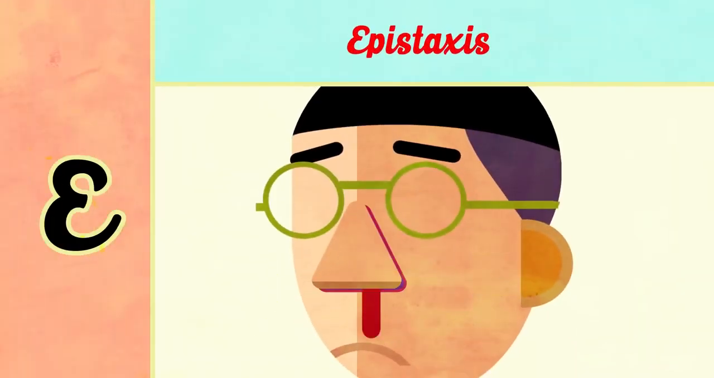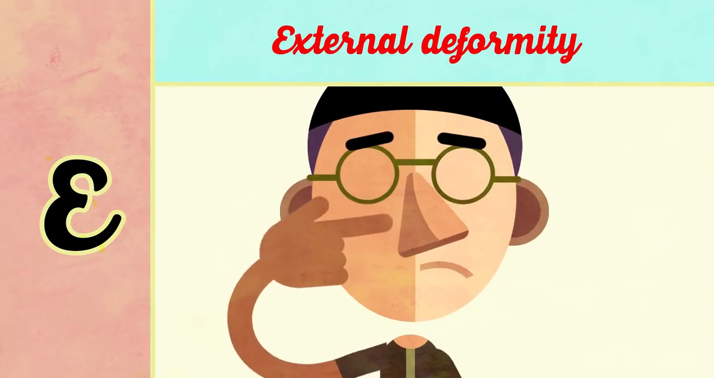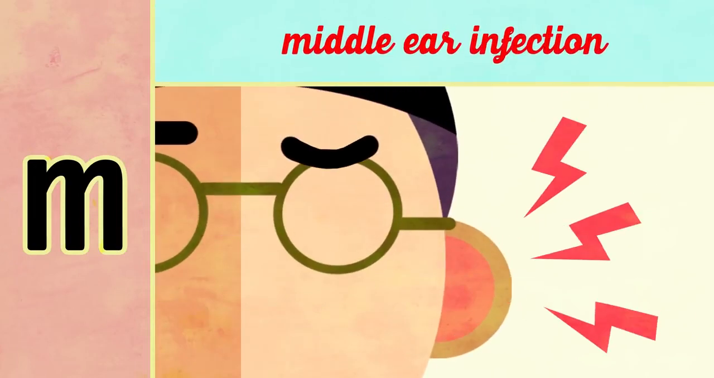E is for epistaxis. I is for external deformity, particularly in young females or males who are more conscious of this. M is for middle ear infection.